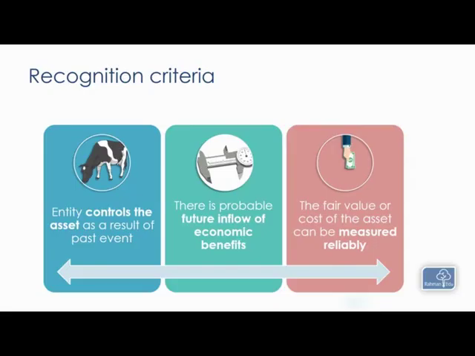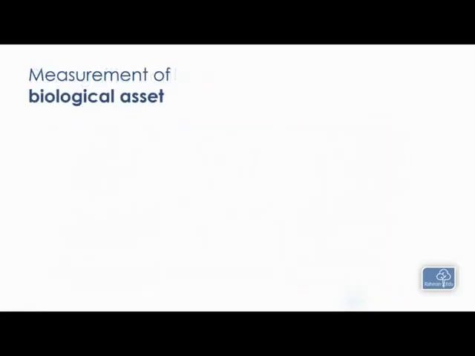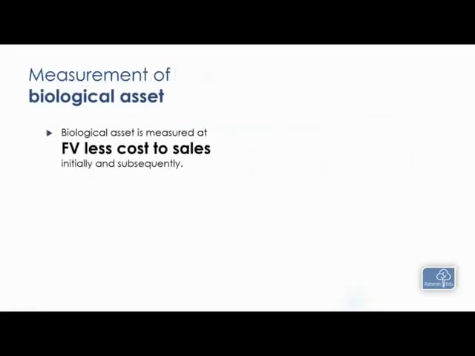You need to show a value. You cannot do that if you cannot measure it. Now let's talk about how to measure biological assets. Biological assets are measured at fair value less cost to sell, which means you need to obtain the market price, that is fair value. Go to the market and check the price.